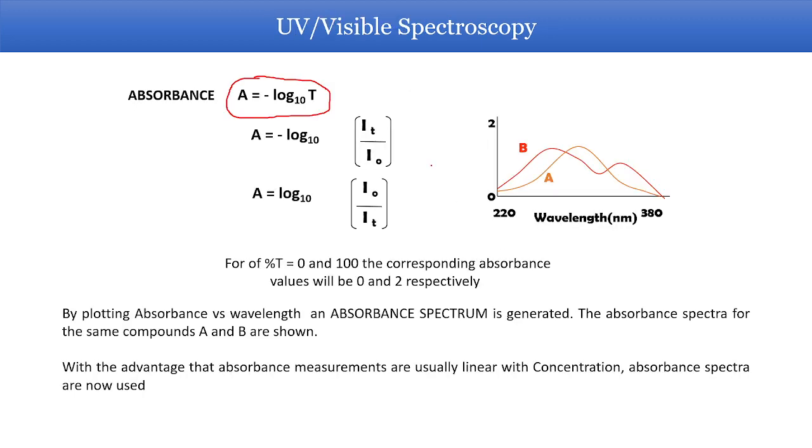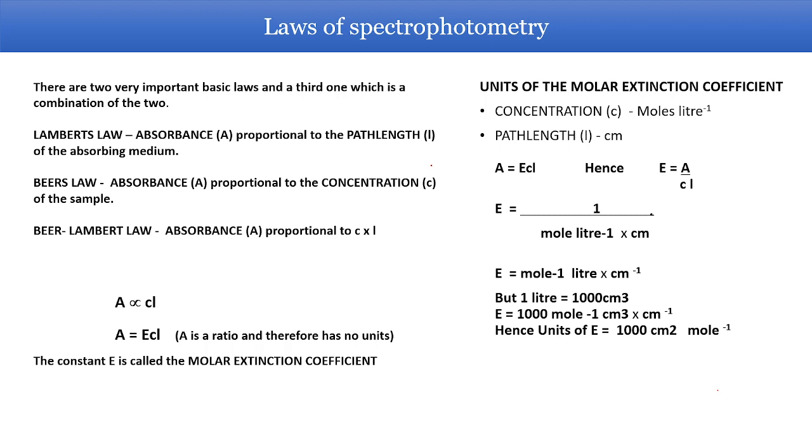Okay. Now before we get into the main equation of absorbance that we will be needing for solving different questions, or for finding out the molar extinction coefficient of that particular compound or solution, we need to keep in mind very important laws of spectrometry. There are two very important and basic laws. One is Lambert's law and the other is Beer's law. And the third one is the combination of the two, that is Beer-Lambert's law, or sometimes it's written as Lambert-Beer's law. Okay. So what do these two laws tell?